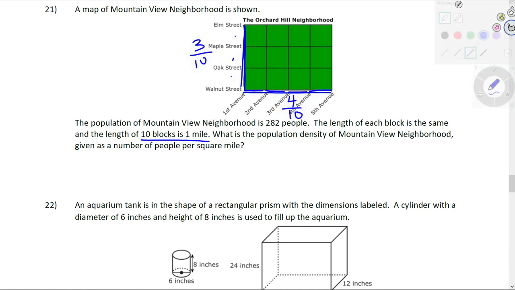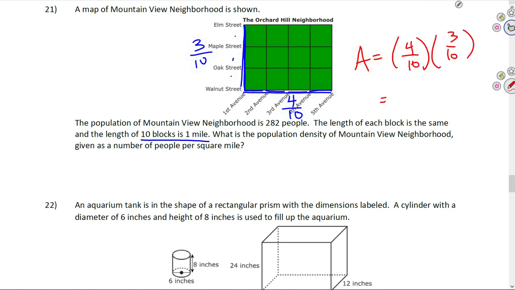So what is the area of this neighborhood? Well, I have 4/10 times 3/10, and so I get 12/100ths. Each of these, by the way, is 100th of a square mile, because of scale factors. Anyway, we won't go there. So that's the area of Mountain View neighborhood.